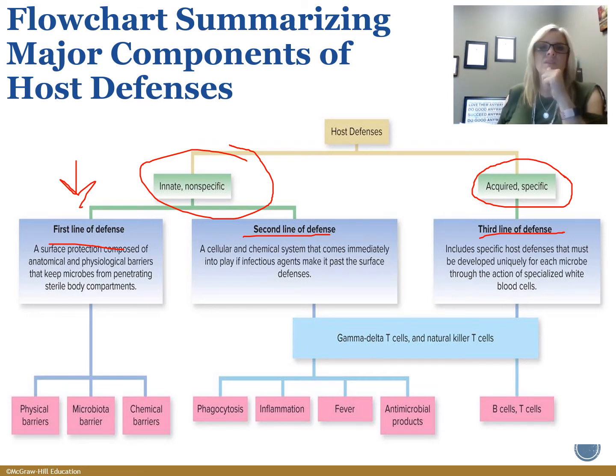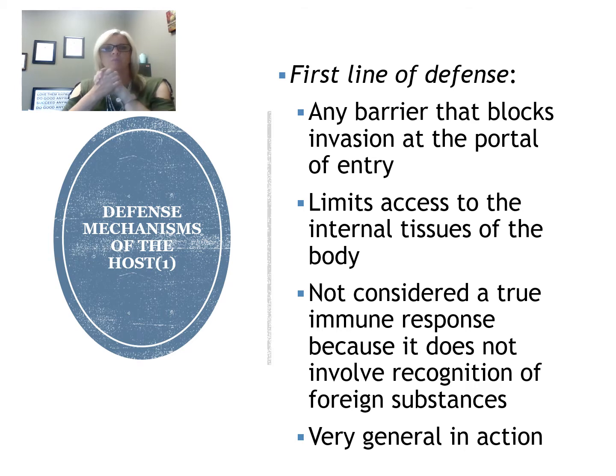Then our third line of defense is going to include very specific host defenses that must be developed uniquely for each particular microbe through the action of our white blood cells, particularly our B cells and our T cells, our T lymphocytes, which develop actively through an infection or passively through things like maternal antibodies. And this is where we get our memory responses and where we can actually have immunity to certain things. Like we get the chicken pox, we develop antibodies to the chicken pox, and so we are no longer able to get it, is the idea there. All right, so the first line of defense, what part of immunity is that?